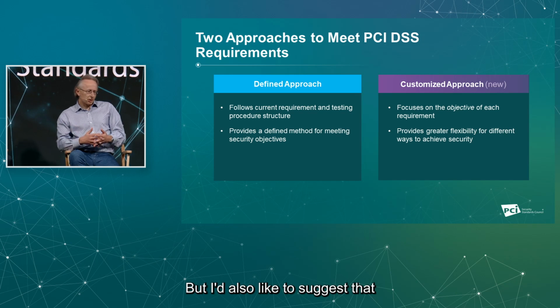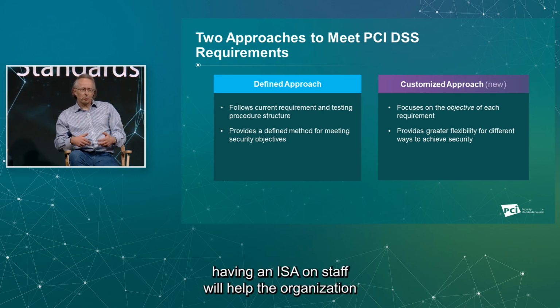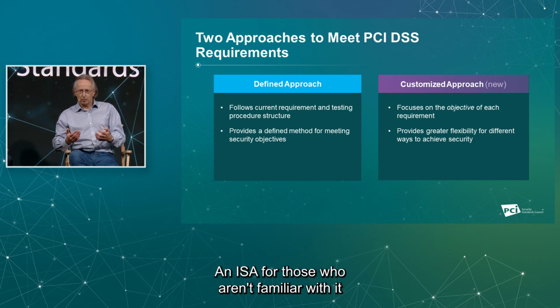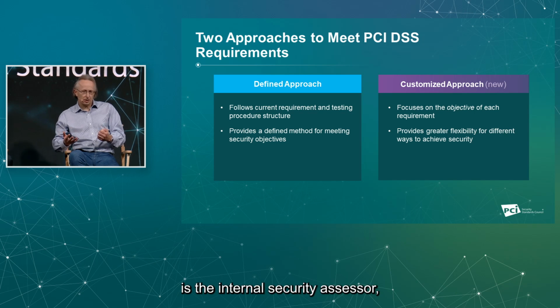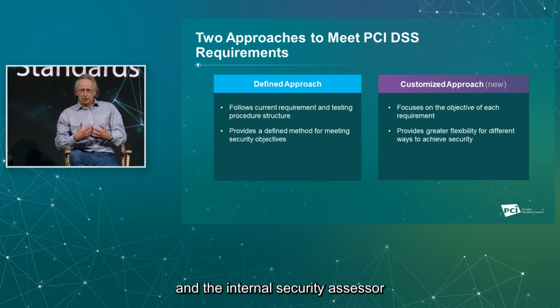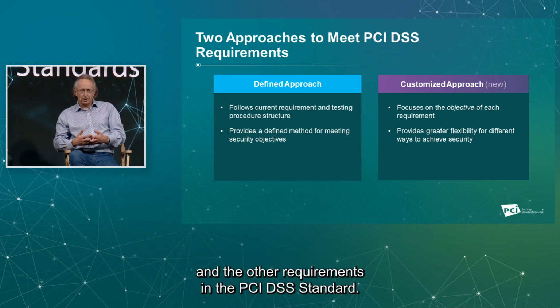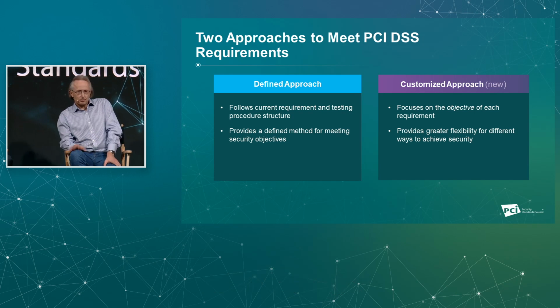But I'd also like to suggest that having an ISA on staff will help the organisation understand the requirements of a customised approach. An ISA, for those who aren't familiar with it, is the internal security assessor. And the internal security assessor will be able to help the organisation implement the customised approach and the other requirements from the PCI DSS standard.